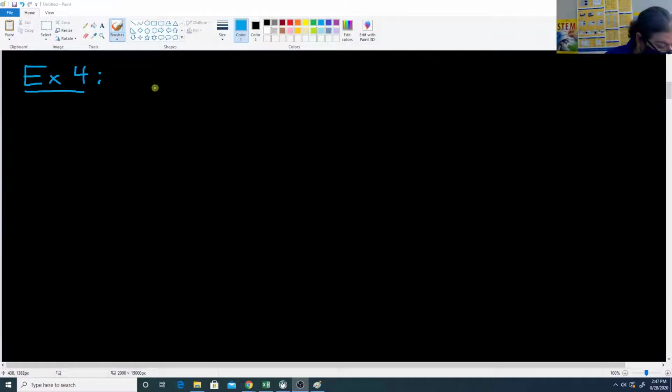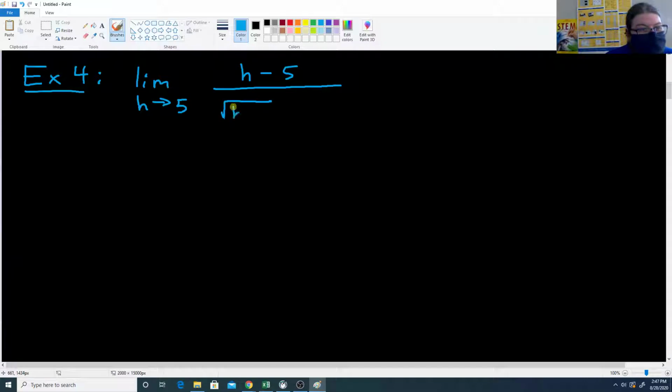Example 4, from section 2.5, wants us to look at the limit as h approaches 5 of (h minus 5) divided by (the square root of h plus 4, minus 3).